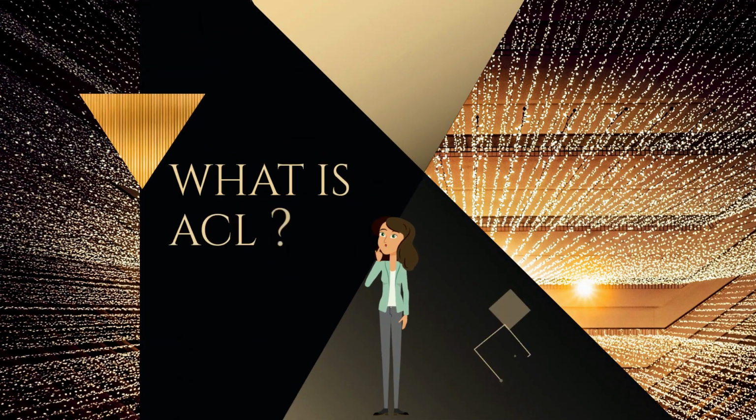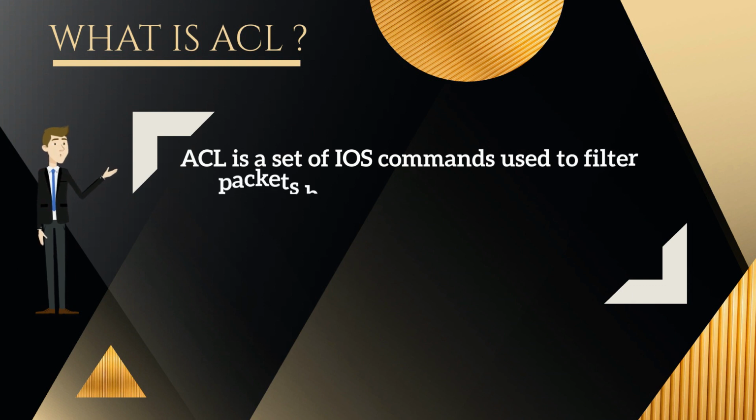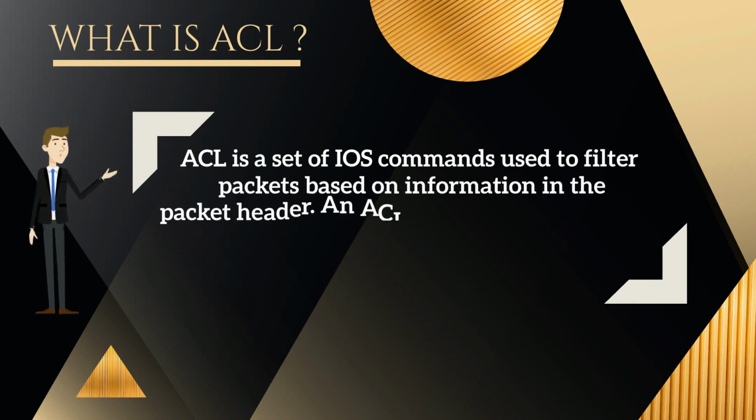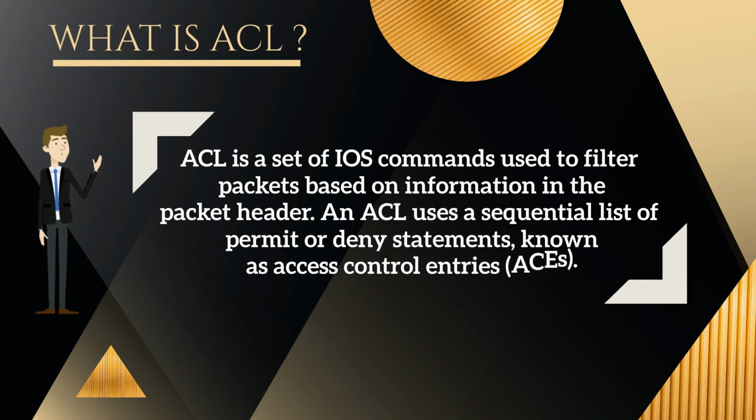What is ACL? ACL is a set of iOS commands used to filter packets based on information in the packet header. An ACL uses a sequential list of permit or deny statements known as access control entries, ACEs.